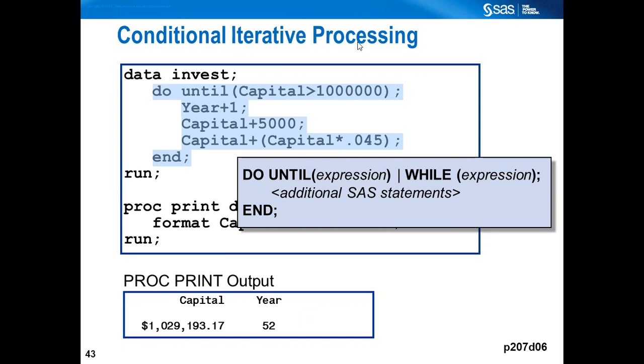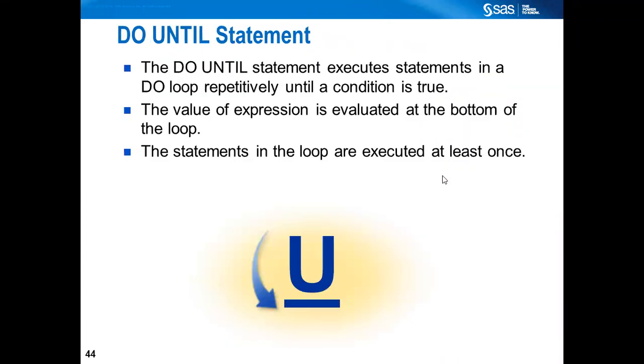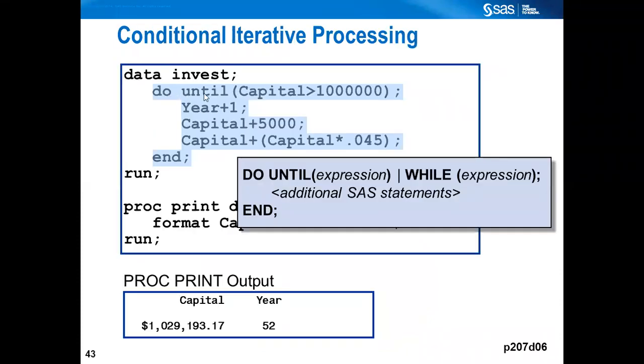So conditional iterative processing, you can write two ways: DO UNTIL or DO WHILE. This was with DO UNTIL. It says the DO UNTIL statement executes statements in a DO loop iteratively until a condition is true. The value of the expression is evaluated at the bottom of the loop, and the statements in the loop are executed at least once. That means the condition which you write will always be checked at the end of the loop.